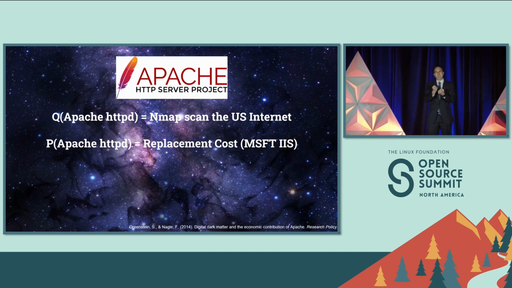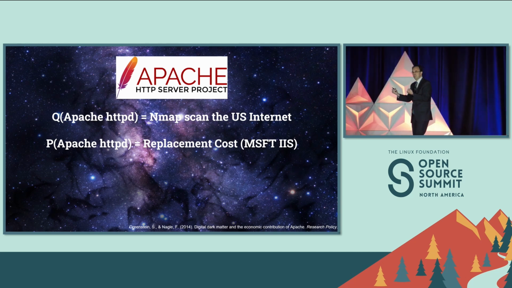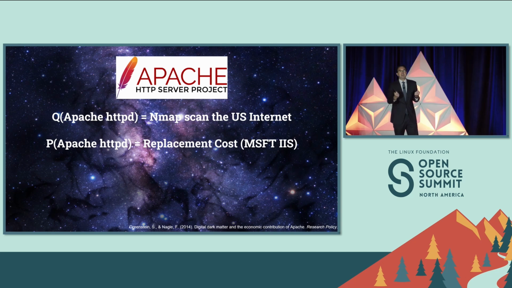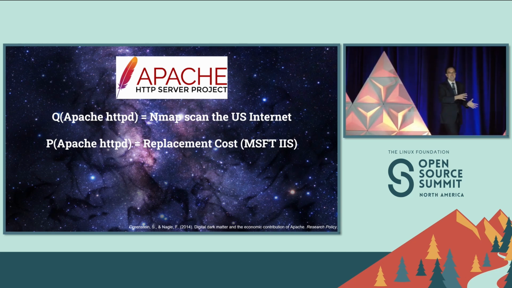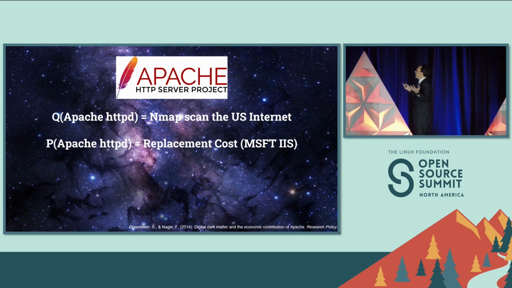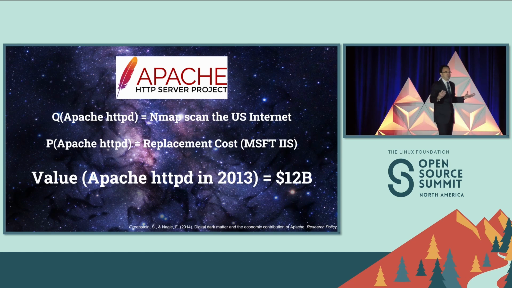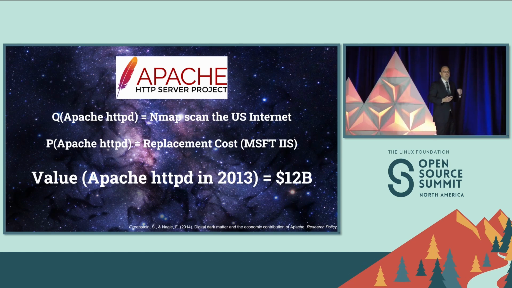There were some differences, but we tried to pair up the versions of Apache with the versions of IIS and get some measure of what the cost of implementing an IIS server would have been, and then backdoor that into what the value of Apache was. So we multiply those two together, and we end up with about $12 billion, right? And this is, again, a decade ago.